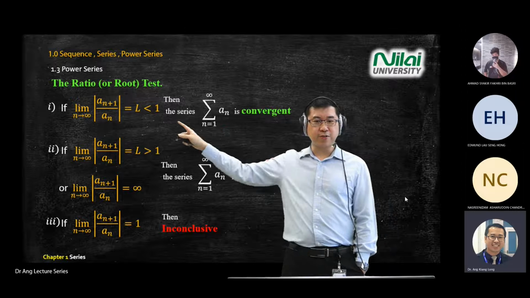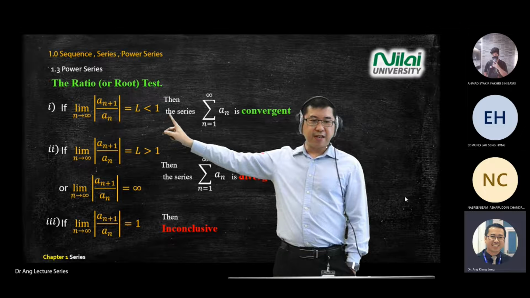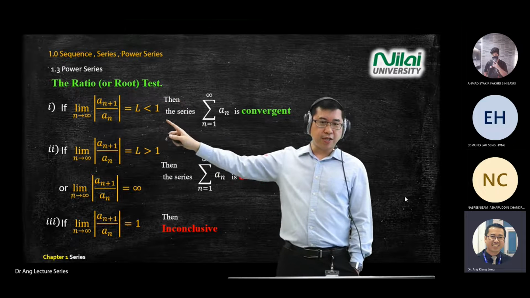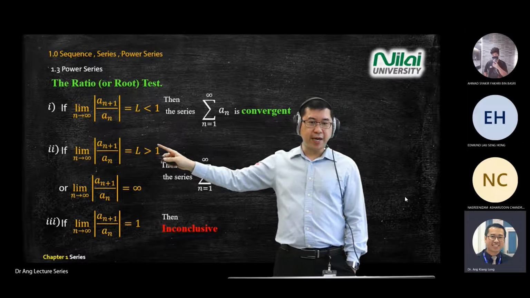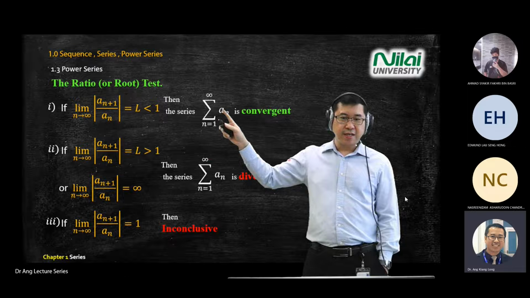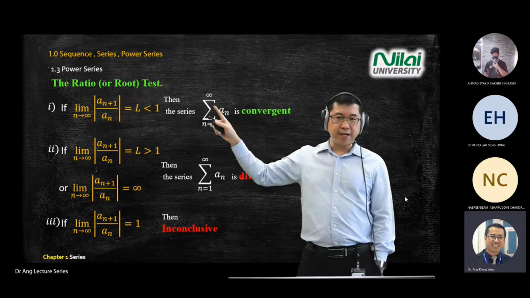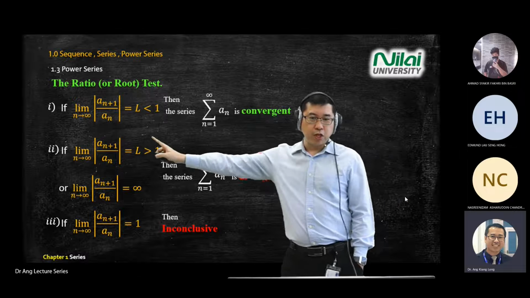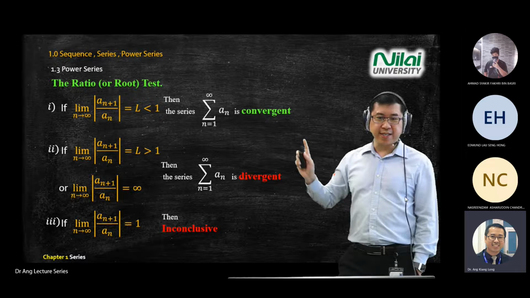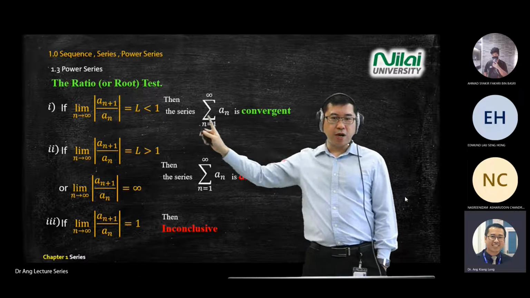The question asks you whether it's converged or not. So you look at the first one. You just copy the whole equation: if the limit as n goes to infinity of the absolute value of a sub n plus 1 divided by a sub n equals L less than 1, then the series, the sum from n equals 1 to infinity of a sub n, is convergent. You copy this whole statement in your answer, you get the second point. Okay, this one will give you 1 mark.